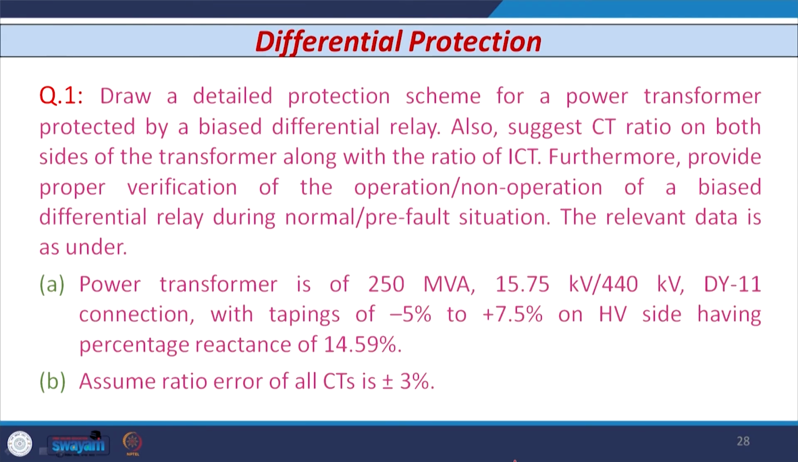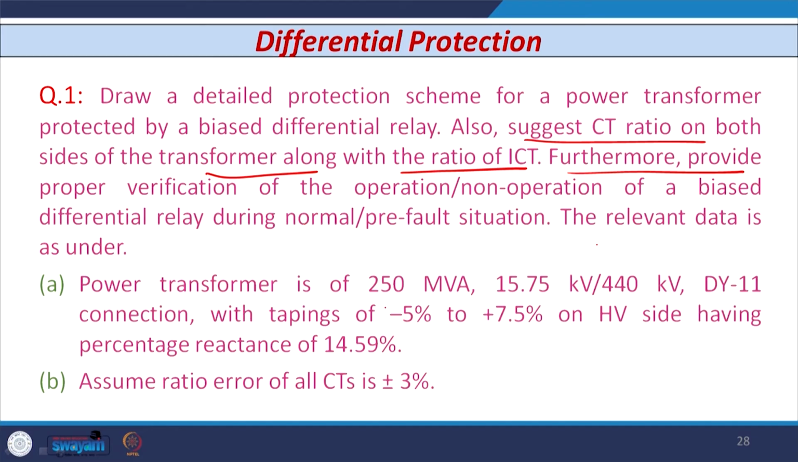Now, let us consider one example. In this example you need to draw a protection scheme for a power transformer that contains a bias differential relay. You need to suggest a suitable CT ratio on both sides of the transformer, and also the ratio of the interposing current transformer, that is ICT. Furthermore, to provide proper verification, you need to say whether the bias differential relay will operate in normal condition or pre-fault condition or not.